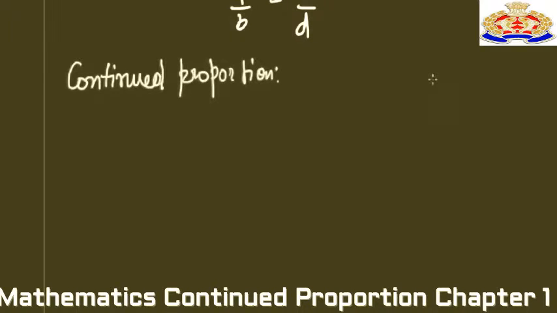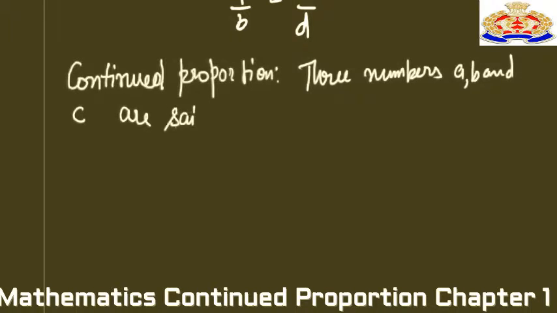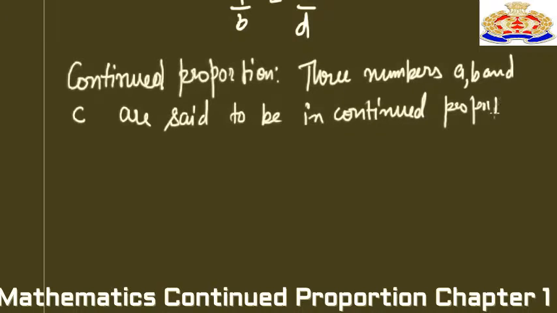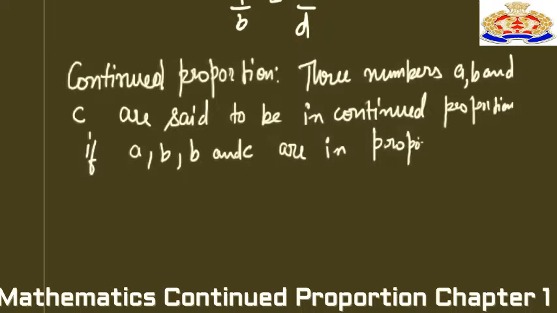In continued proportion, three numbers A, B and C are said to be in continued proportion if A, B, B and C are in proportion. That is, A upon B is equal to B upon C.